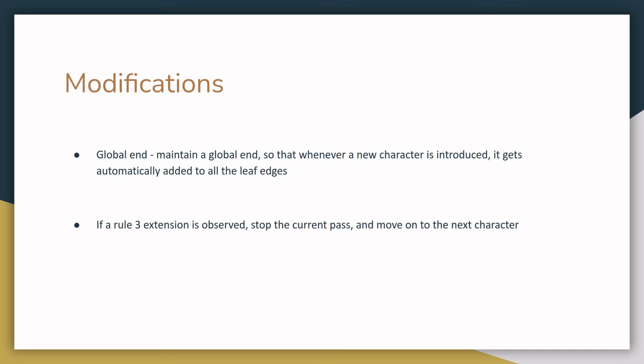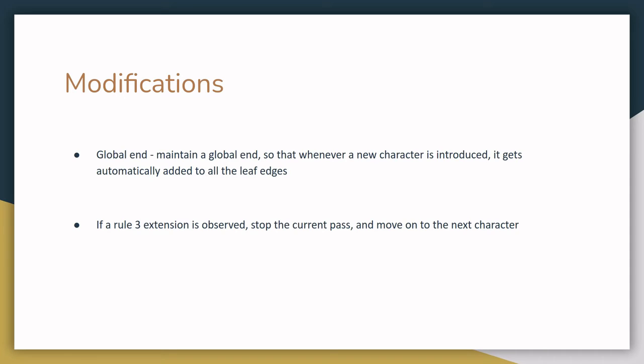And the second modification is that if a rule 3 extension is observed, we'll stop the current pass right then and there and move on to the next character. Because when a rule 3 extension is applied, we generally do nothing, and after that, checking all the remaining characters in the pass becomes redundant, and thus we can just stop right there and start the next pass. These are the 2 modifications.